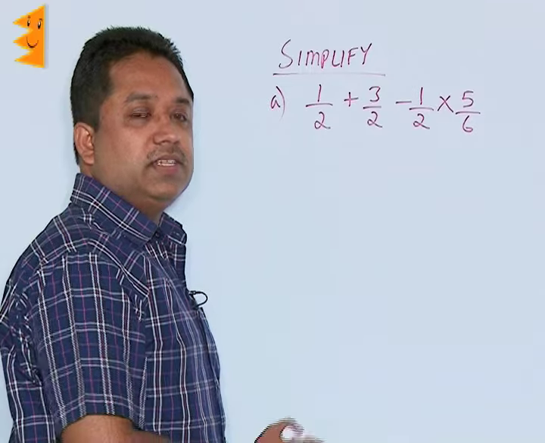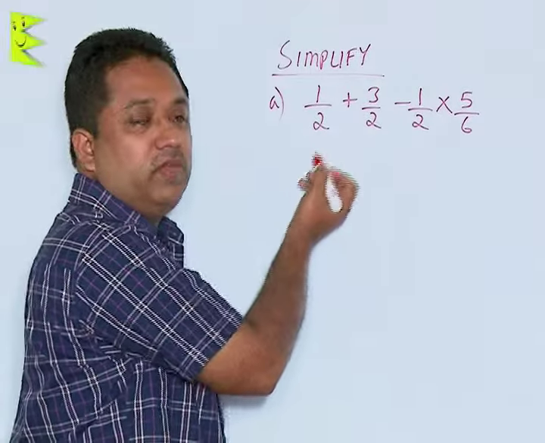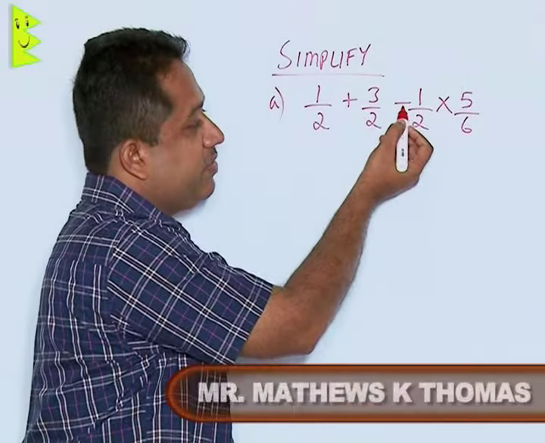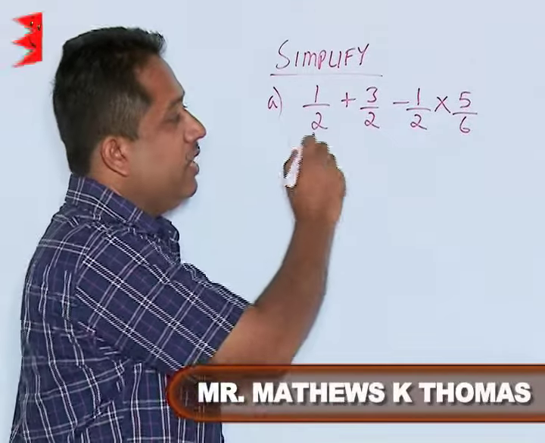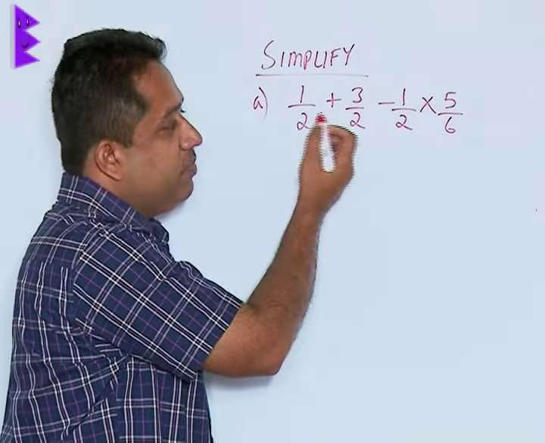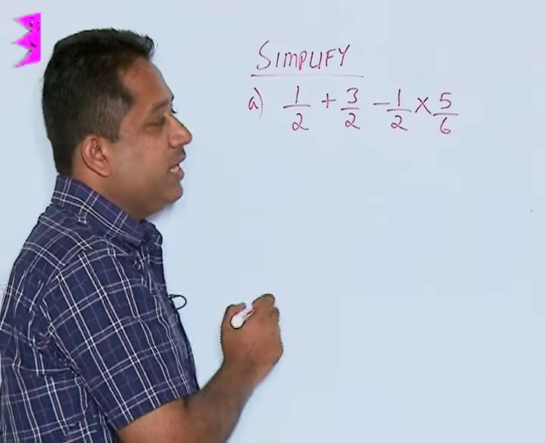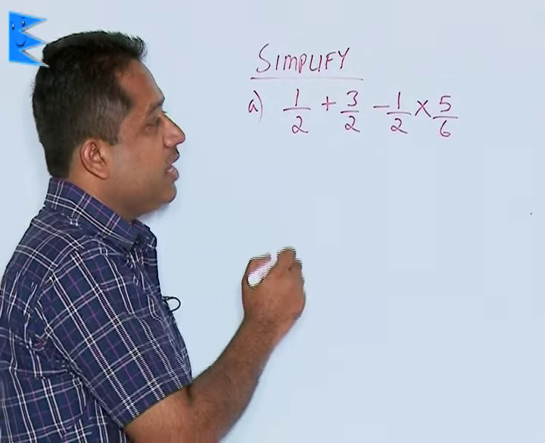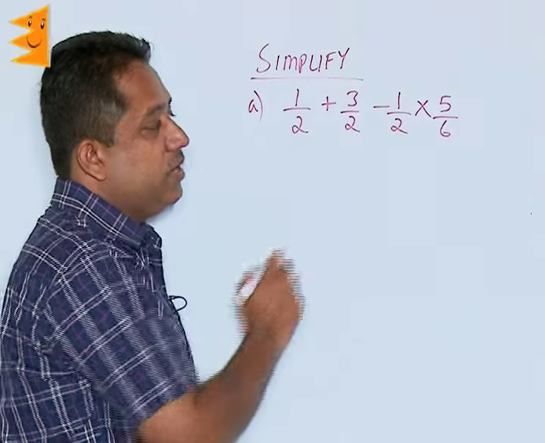Now, let us consider some questions where there are many operations in the same question. We have an addition sign here, a subtraction sign here and a multiplication sign here, and we find that we will have to take out the LCM in case of addition and subtraction, and the multiplication we have seen we can do directly. Now, what are we going to do first? Are we going to add first, or subtract first, or multiply first?